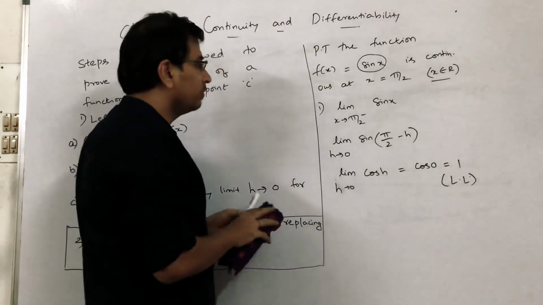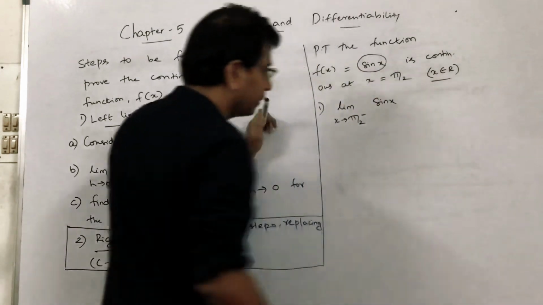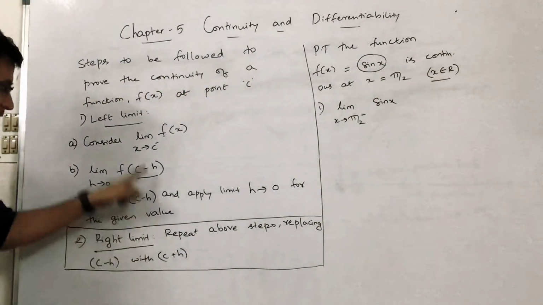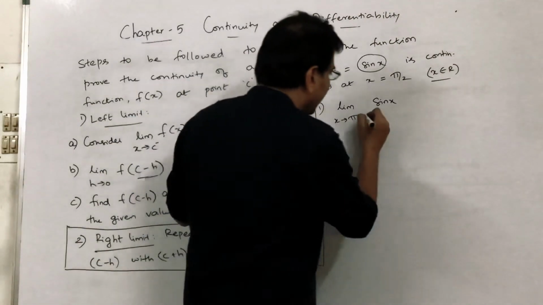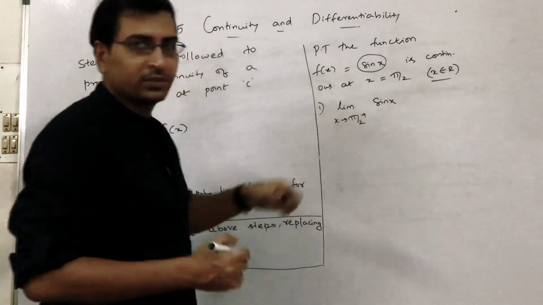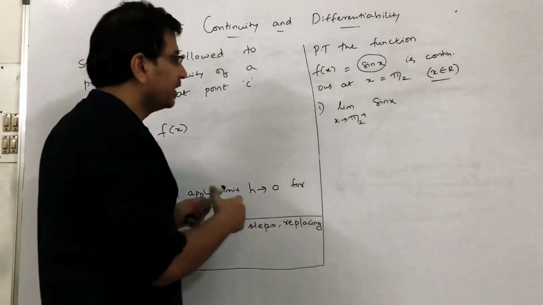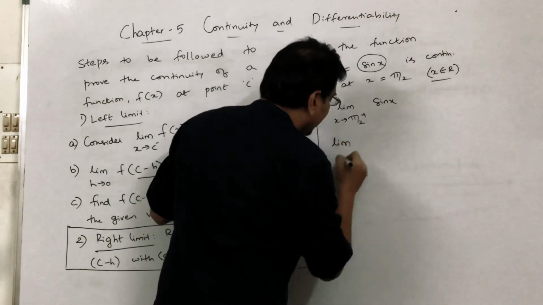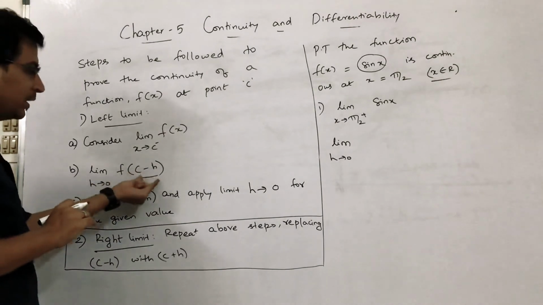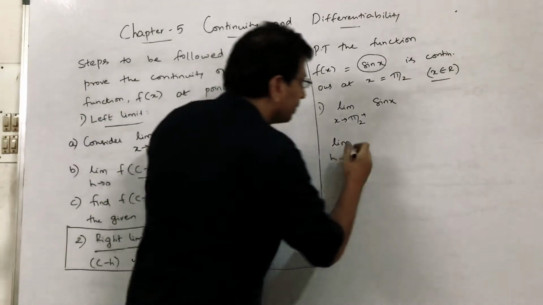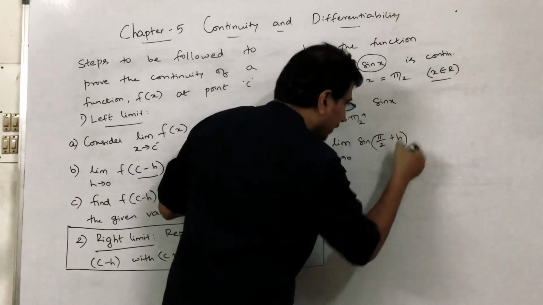Now we will try to calculate the right limit. For right limit, what are we supposed to do? Repeat the above steps, replacing C minus h with C plus h. So x tends to pi by 2 plus. When you write it like this, you are trying to approach it from the right hand side. So limit h tends to 0, in the place of C minus h, replace it with C plus h. It is going to be sin of pi by 2 plus h.